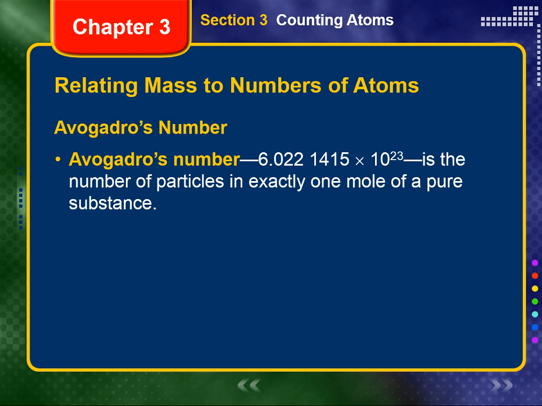Avogadro's number, which is 6.0221367 times 10 to the 23rd, is the number of particles in exactly 1 mole of a pure substance. For most purposes, Avogadro's number is rounded to 6.022 times 10 to the 23rd. To get a sense of how large Avogadro's number is, consider the following. If every living person on Earth, which is about 7 billion people, worked to count the atoms in 1 mole of an element, and if each person counted continuously at a rate of 1 atom per second, it would take about 4 million years for all the atoms to be counted.